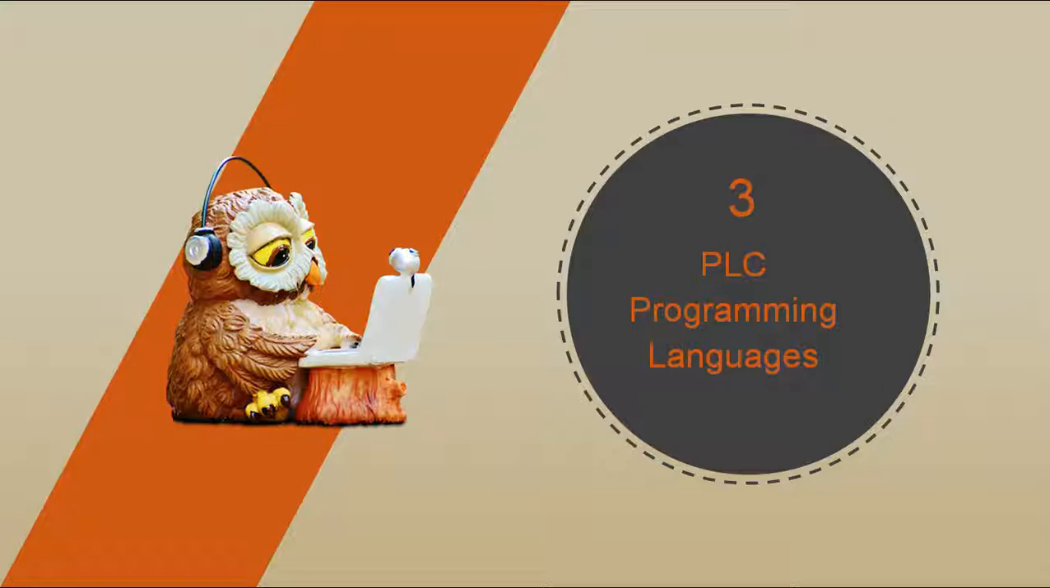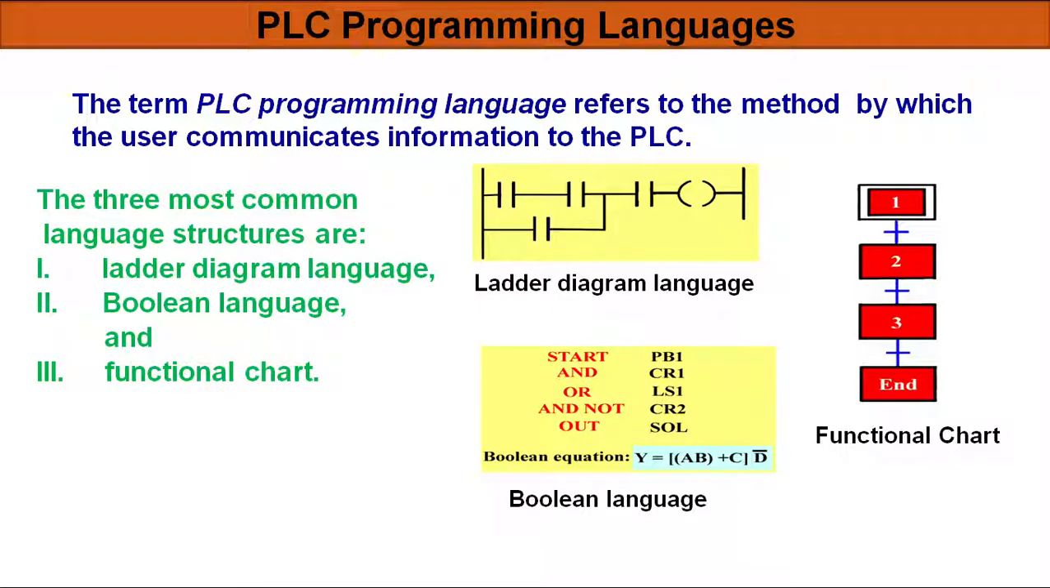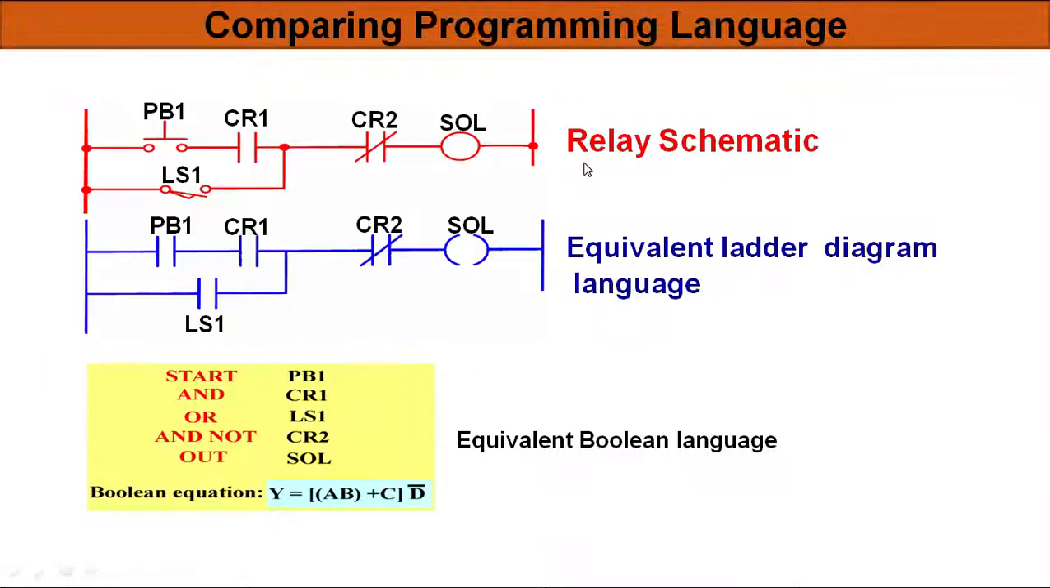Now we go to PLC programming languages. The term PLC programming language refers to the method by which the user communicates information to the PLC. The three most common language structures are ladder diagram language, Boolean language, and function chart. This is a ladder diagram. This is Boolean language, like start, end, and this is a function chart.